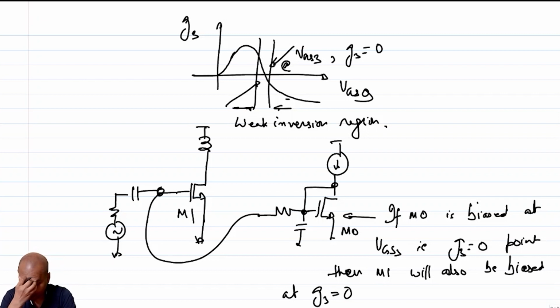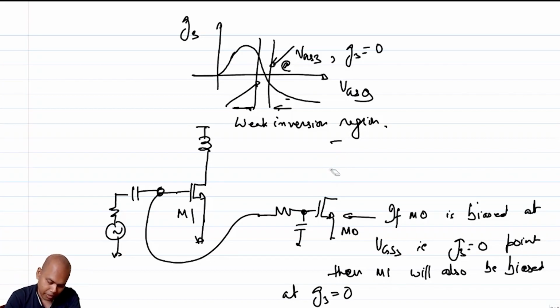Even though they might be identical in terms of their W by L, their VDS is not identical. So you can have some problem. If you want to make it a better matching, the thing that we can do, similar to whatever we do in analog circuits, is you put in a cascode, right?